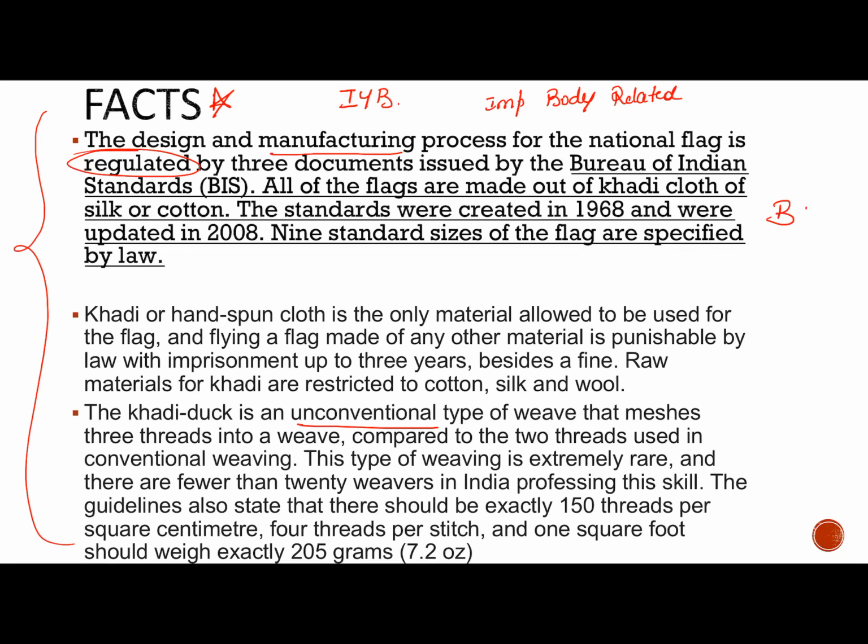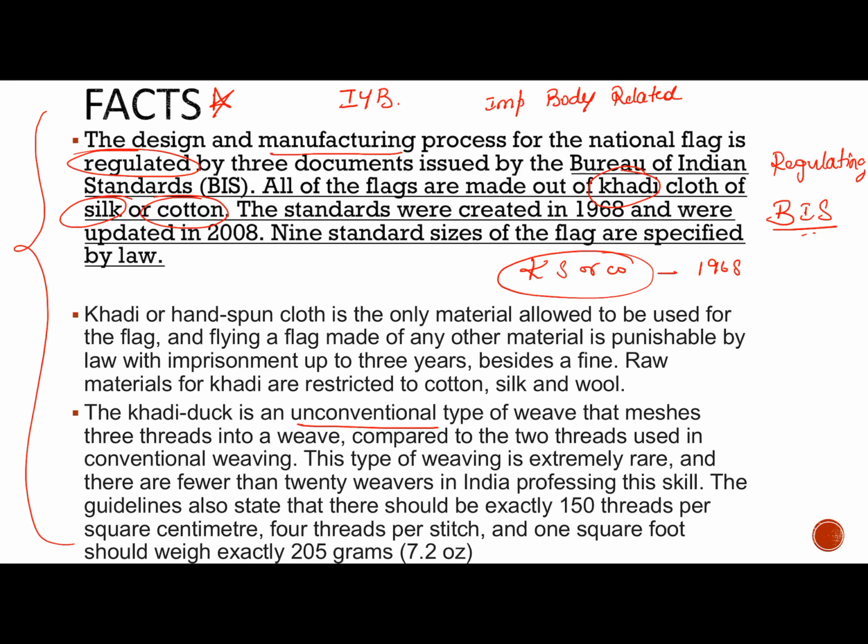The regulating body to decide the manufacturing process of the national flag is the Bureau of Indian Standards. Okay, that's very important. And the cloths that have to be used are khadi, silk, or cotton. Only these three types.